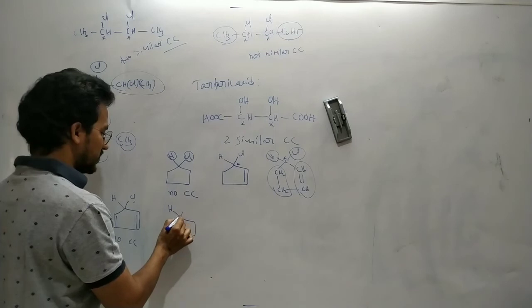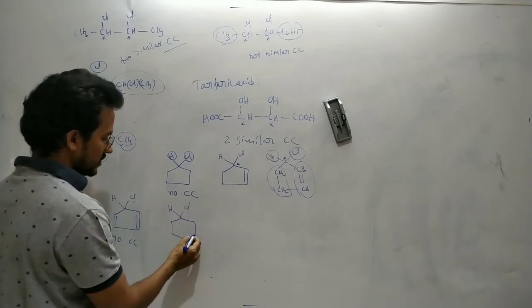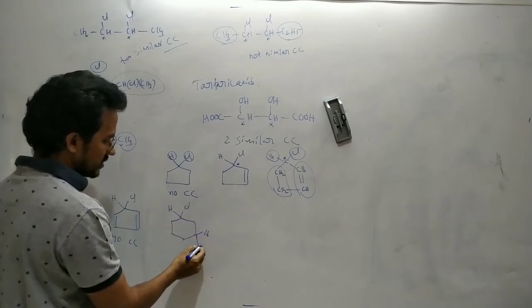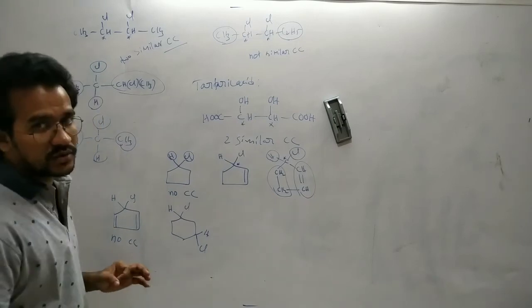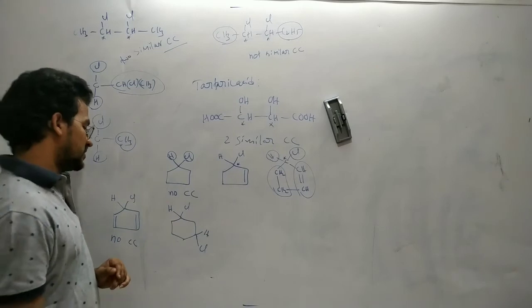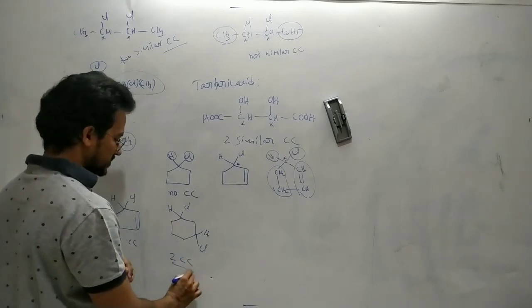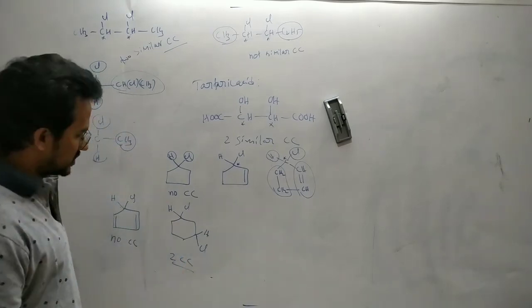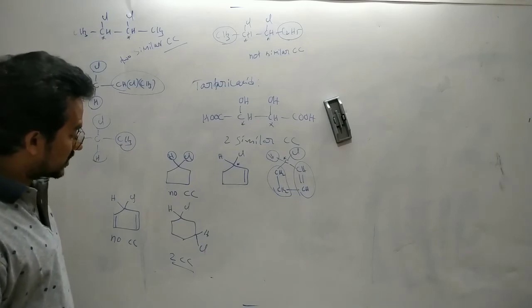Okay, and now another simple one, very important. This is hydrogen, chlorine. This one is hydrogen, chlorine. 1,3-dichlorocyclohexane. This one has 2 chiral carbons. Why? How does it have 2 chiral carbons?